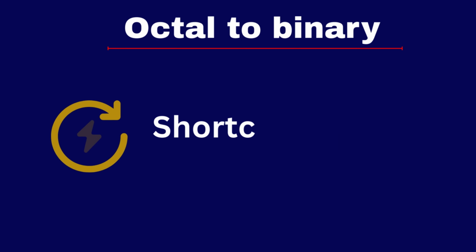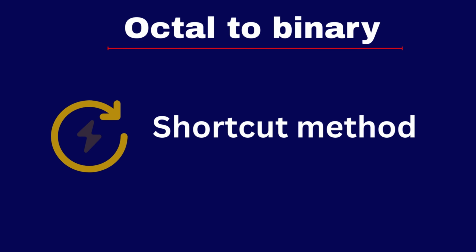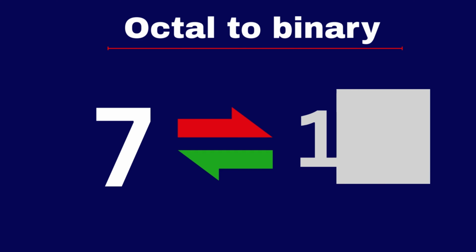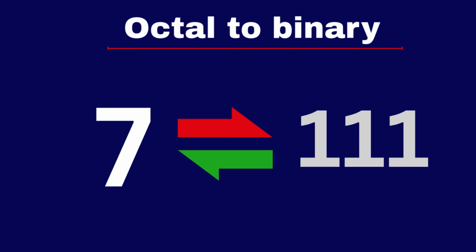Here we are going to do that. Each digit of an octal number converts to a 3-digit binary group. Why is that? Yes, we have a shortcut method. Each octal digit can be directly replaced with its 3-digit binary equivalent. This process is quick and simple.